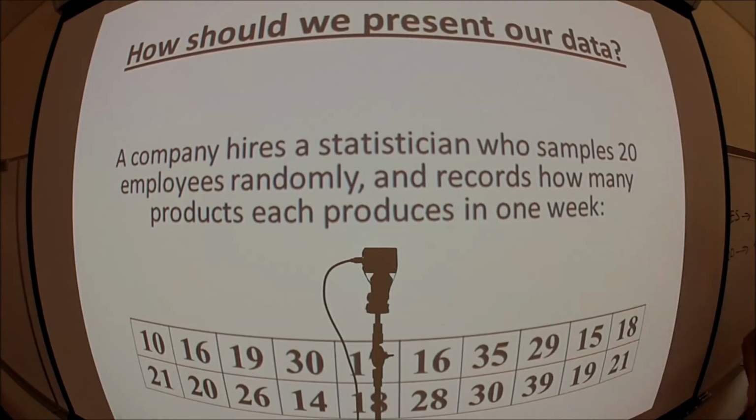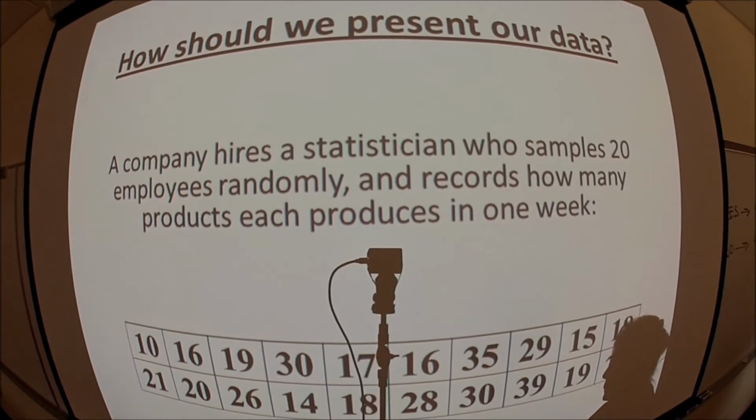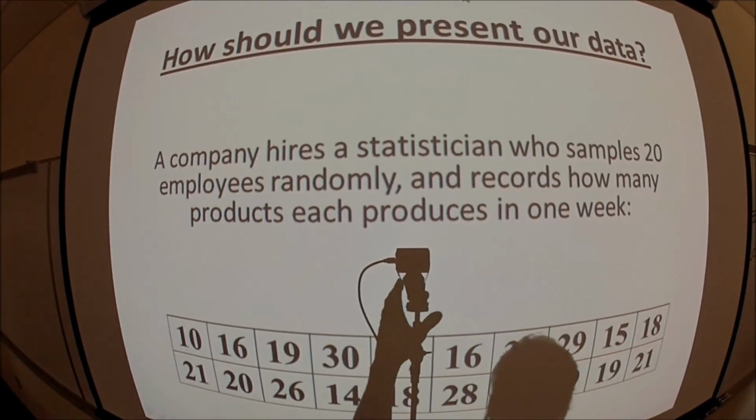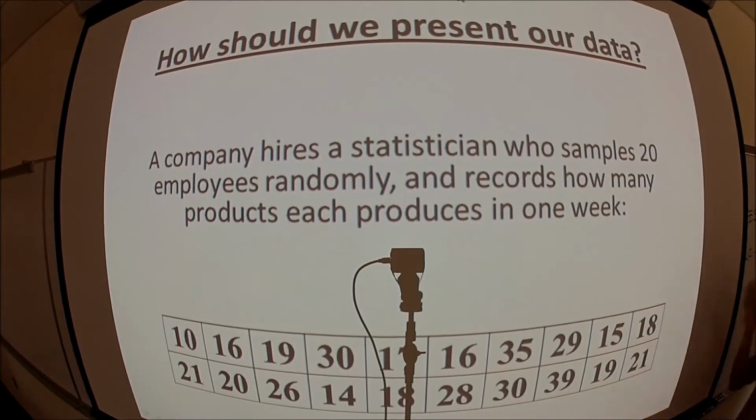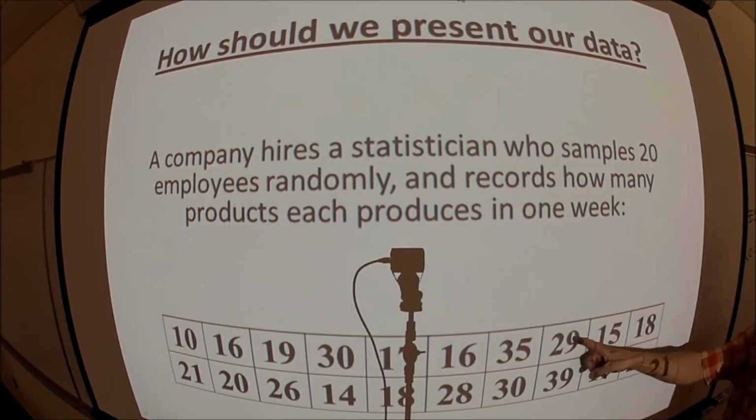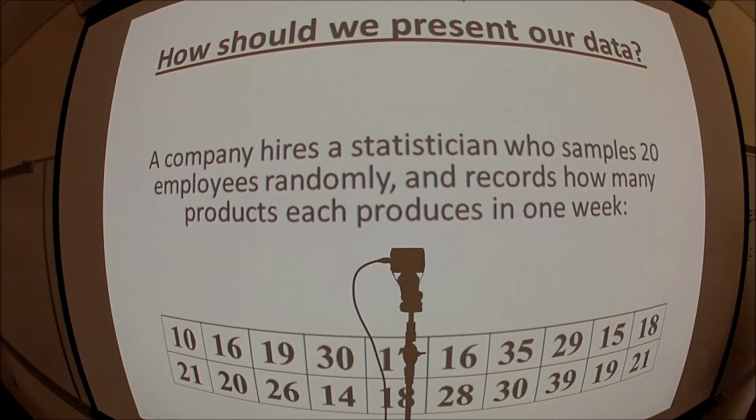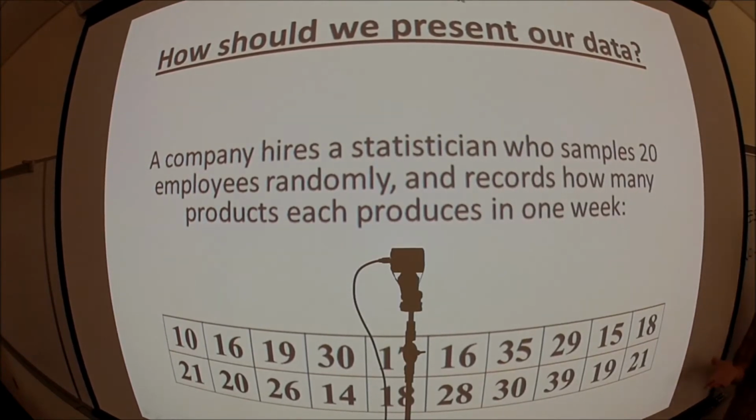This is fictitious, just made up to prove a point. I generated some random numbers using Excel. So you've got these blocks here, and over here a 17 and an 18 that you can't really see. I call this raw data, data that's just presented to you like this. We're interested in how many products are produced by each of 20 employees in 1 week. So one employee made 18, one made 29, one made 28, and so on. That's raw data.